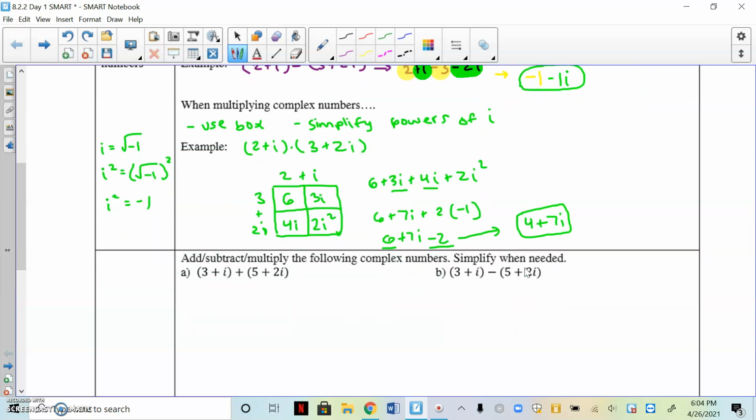For a little more practice here, let's do another addition and subtraction. So if we were adding these, because there's no negative to distribute, we can pretty much just ignore the parentheses there. And we can go ahead and combine like terms. So 3 and 5 are like terms. i and 2i are like terms. So we end up with 8 plus 3i.